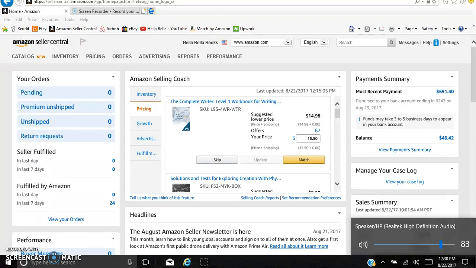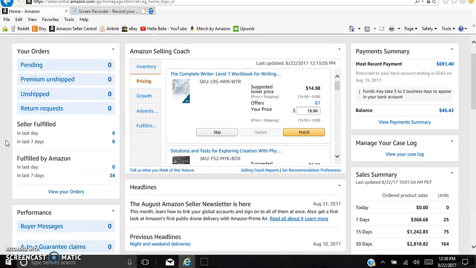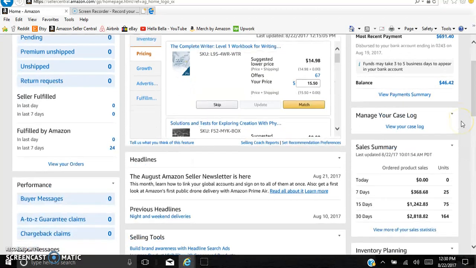So the most important thing on this front page here is your balance, and this shows you how much money you're getting paid on your next payment, and it also shows your last payment. So you can see that my last payment was $691 and it went to my bank account, and then you can see that my balance coming up is only $46.42.